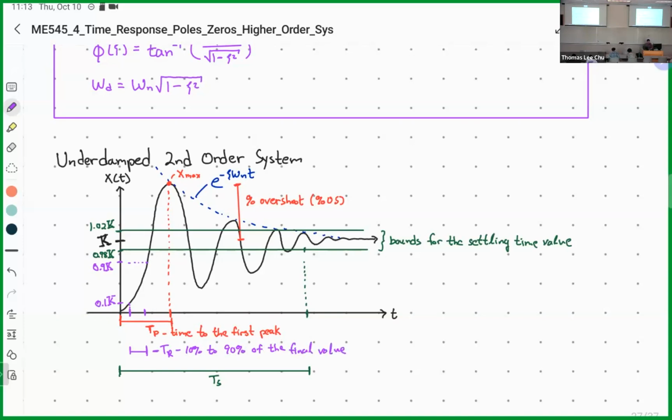And we don't really look at the rise time for second order systems. We actually look at the peak time for second order systems because we want to know the maximum value. Once we hit that value, it's just going to become smaller. We don't really care too much about rise time.